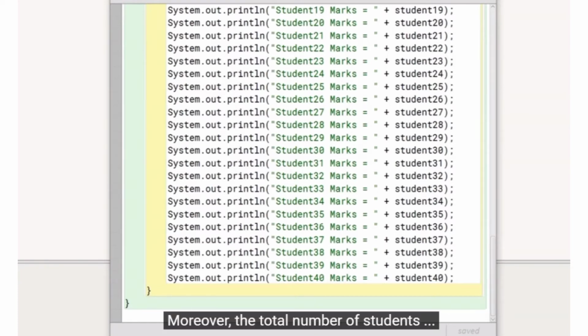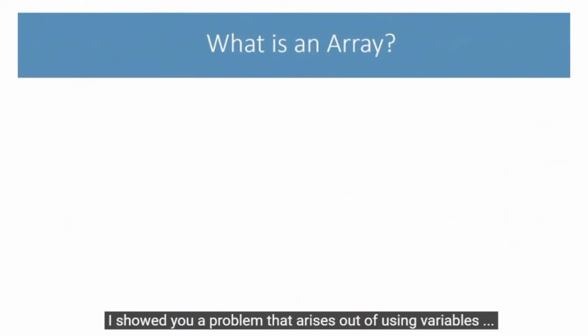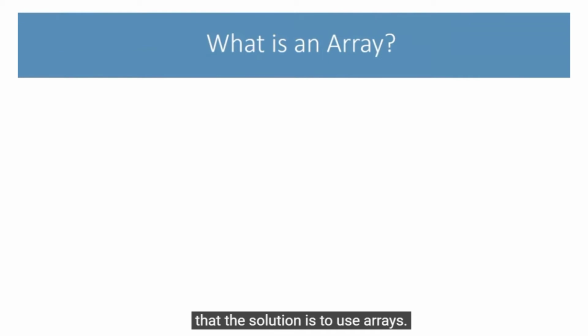Moreover, the total number of students in the school keeps changing as new students join and current students pass out of the school. So it is impossible to know ahead of time how many variables you will need. In such situations, we need arrays to solve these problems in a much better and efficient way. I showed you a problem that arises out of variables when dealing with large sets of information and told you that the solution is to use arrays.